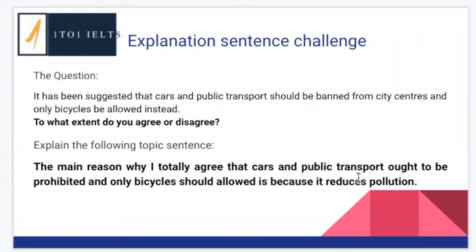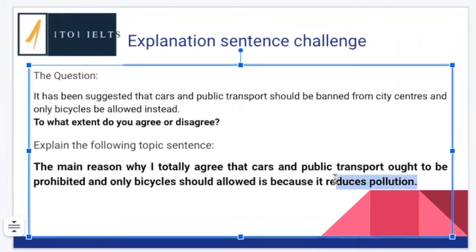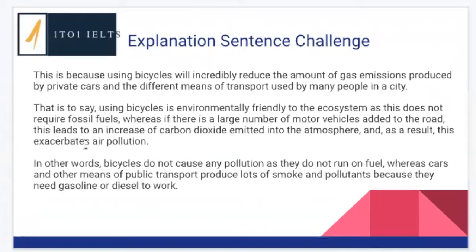So the important thing when we are writing an explanation sentence is that we explain our main idea. The main idea that we have here is prohibiting cars and public transport and only allowing bicycles reduces pollution. So this is the idea that needs to be explained. Why does it reduce pollution? That's what we're going to be having a look at, and then we'll try and fix any vocabulary or grammar as we go along. I've got this in a couple of slides to cover all of the comments which are in the chat.